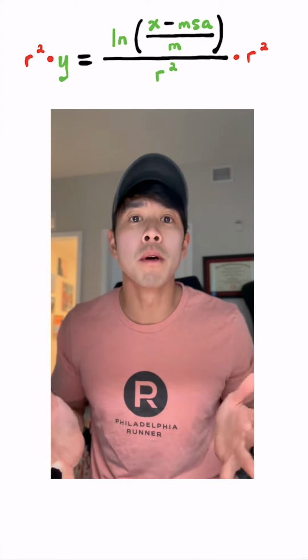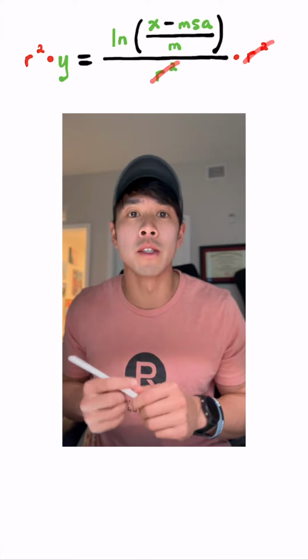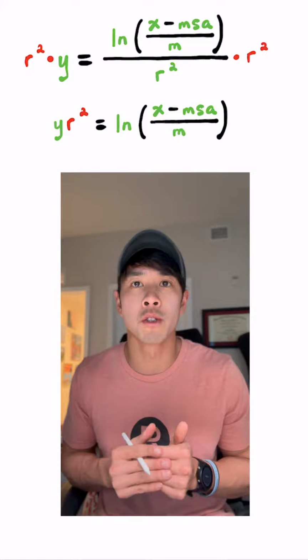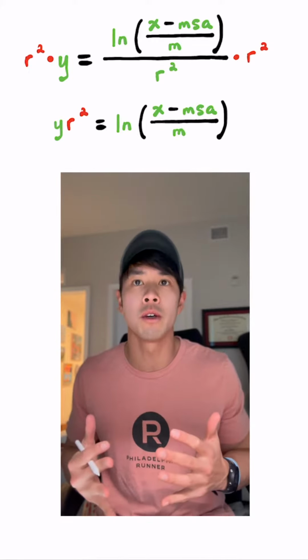squared. The first thing we're going to want to do here is multiply both sides by r squared. When we do that, these r squareds are going to cancel out on the right side of the equation. Now when we do that, we're left with this equation of y times r squared is equal to the natural log of the quantity of x minus msa over m.